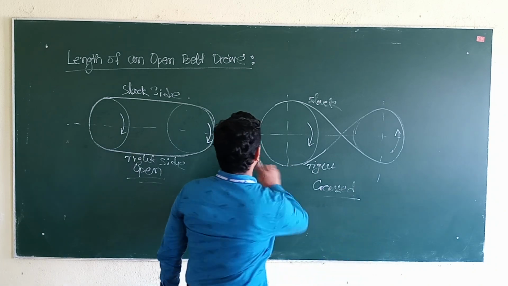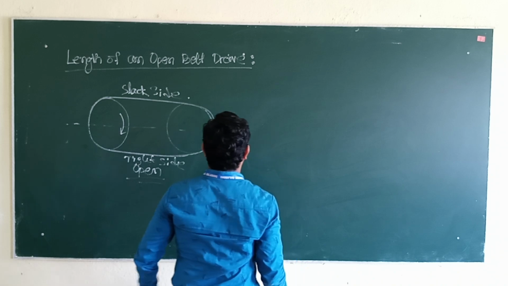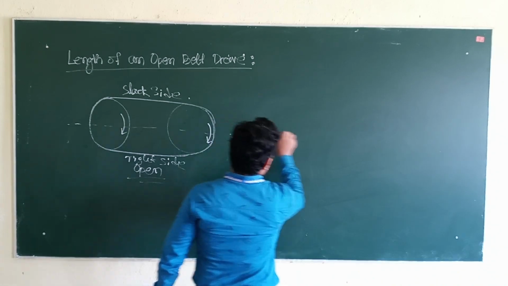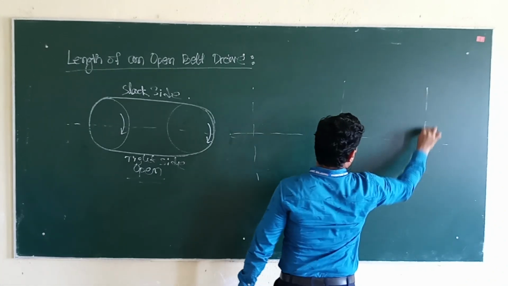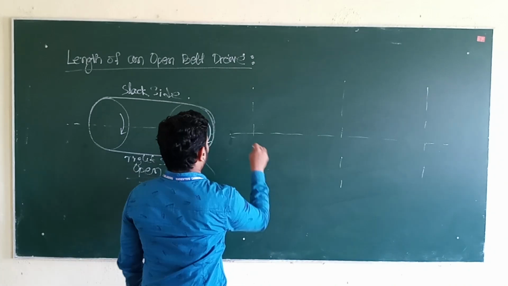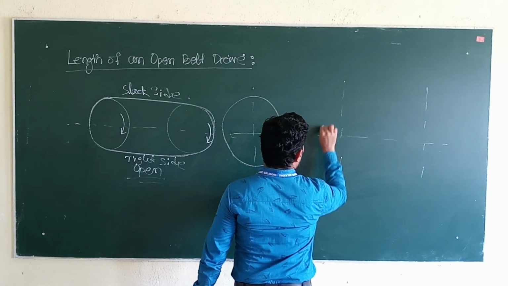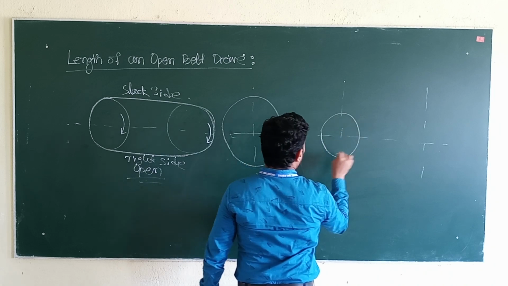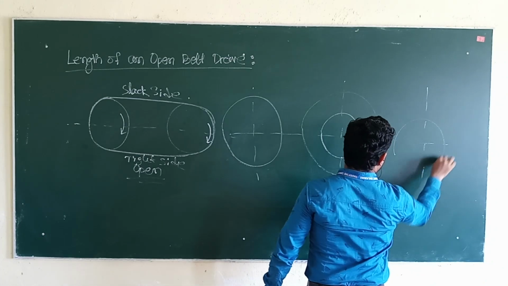Then the third one is your compound belt drive. What is that? What happens in case of compound belt drive? You will see in open and cross belt drive there are only two pulleys, driver and driven. If the power is transmitted from the driver pulley to the driven pulley through several pulleys, then you can say it is a compound belt drive.